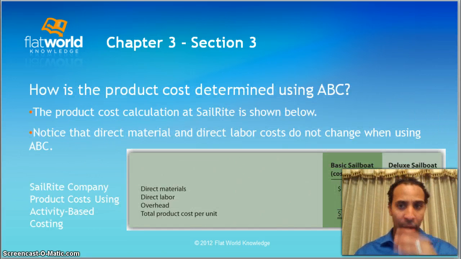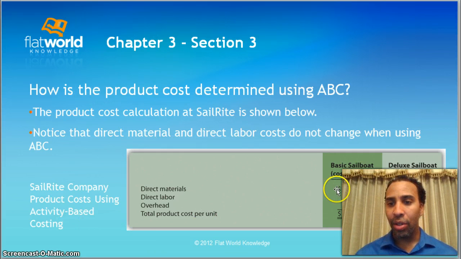Alright, so how is the product cost determined using activity-based costing? The product cost calculation at SailRight is shown below. Notice that the direct material and direct labor costs do not change when using activity-based costing. So the direct materials are $1,000 for the basic and $1,300 for the deluxe sailboat. We spoke about the reasons why the deluxe would have higher costs. Direct labor $600, $750 for the deluxe, 1,004 for the basic sailboat in overhead, and 2,980 for the deluxe. Total product cost per unit is 2,604 for the basic sailboat and 5,030 for the deluxe sailboat. Obviously, it takes a lot more to create that deluxe sailboat.